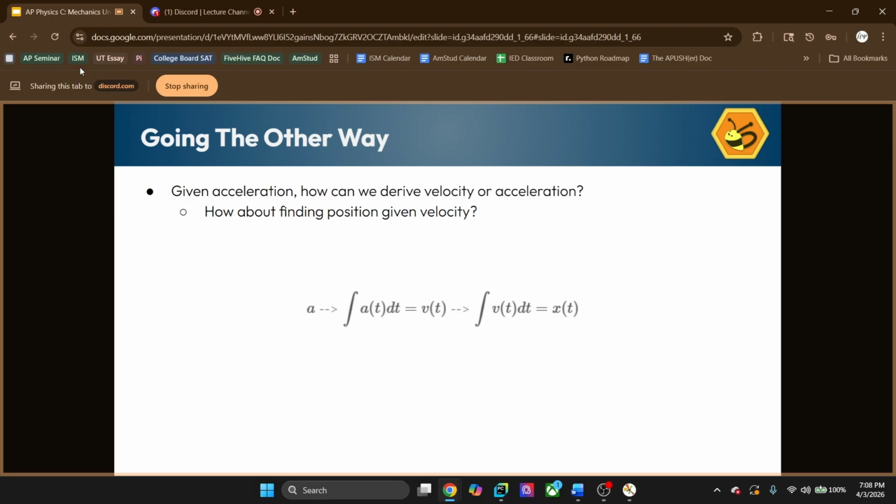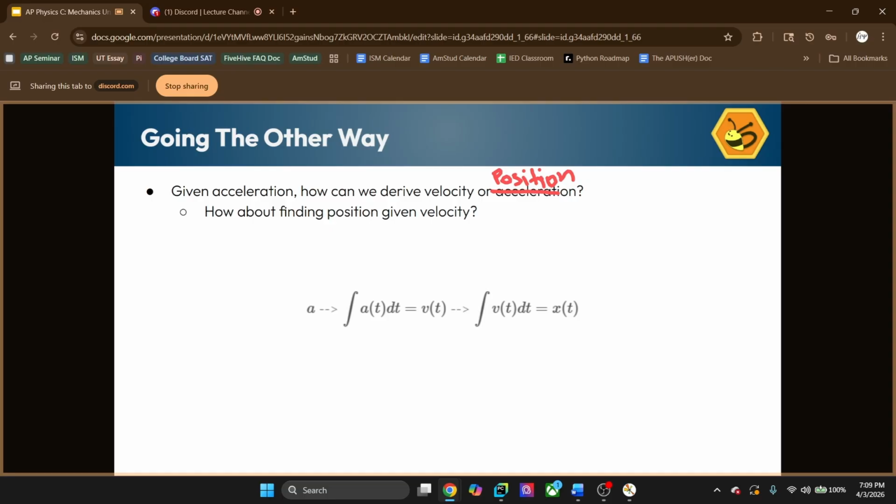We can also go the other way, right? When we're given acceleration, how do we derive velocity or position? Not acceleration, I should say position. Given acceleration, how can we derive velocity or position? Or how about finding position given velocity?